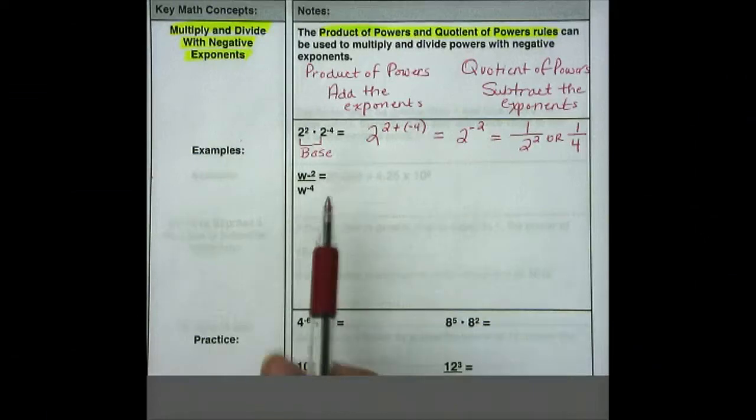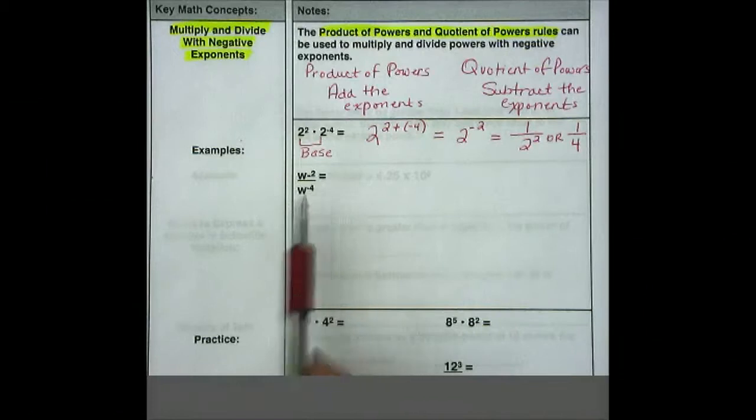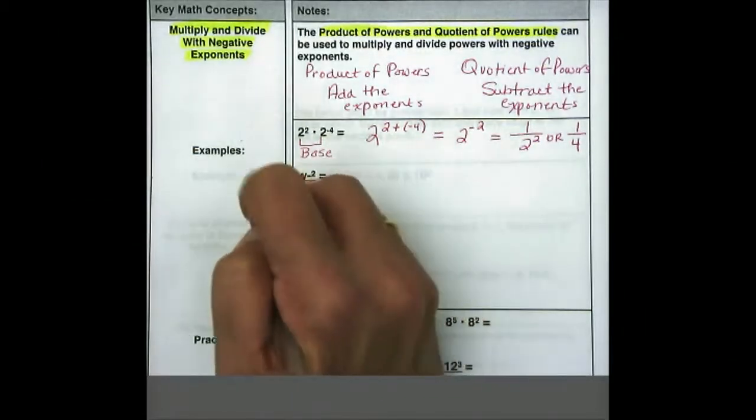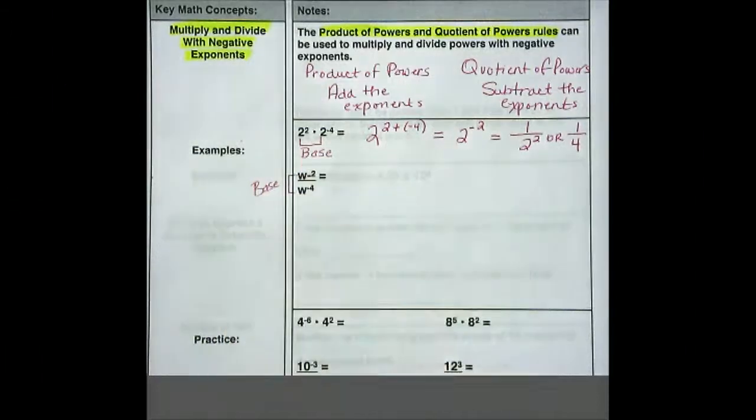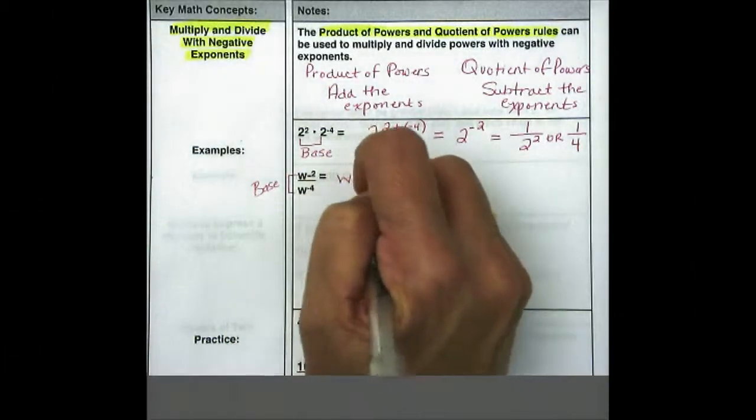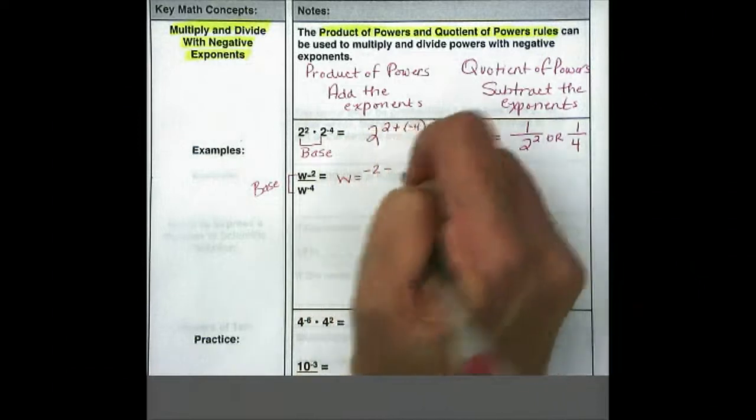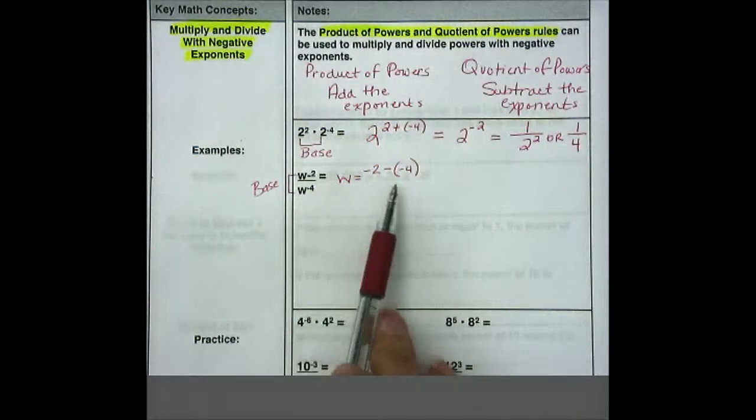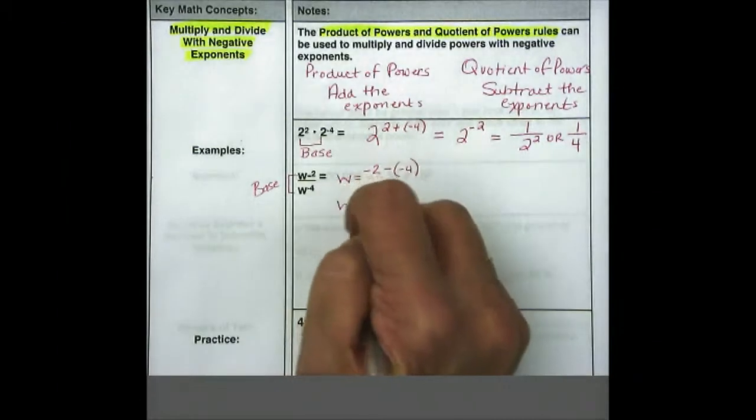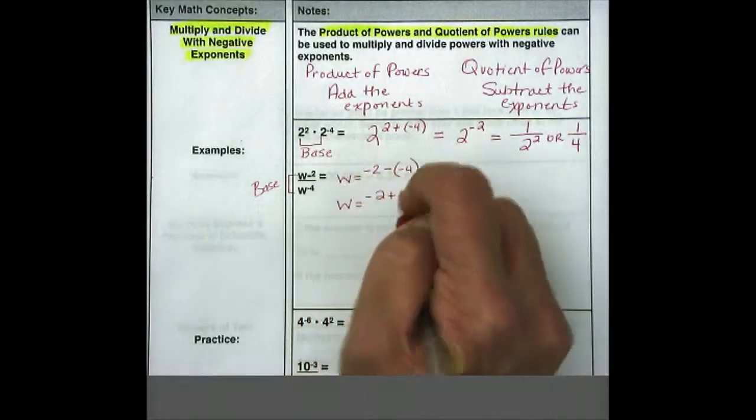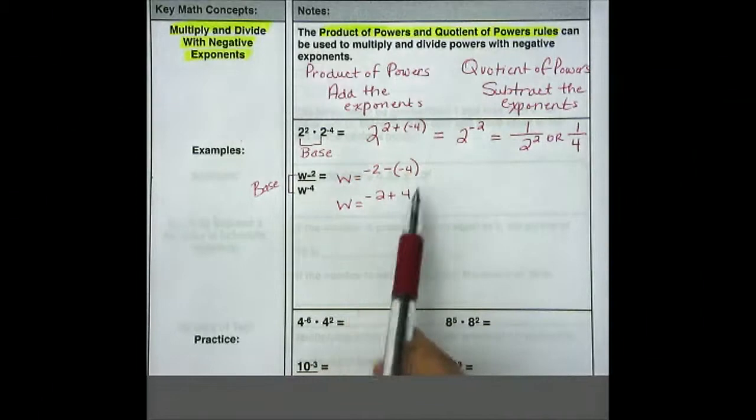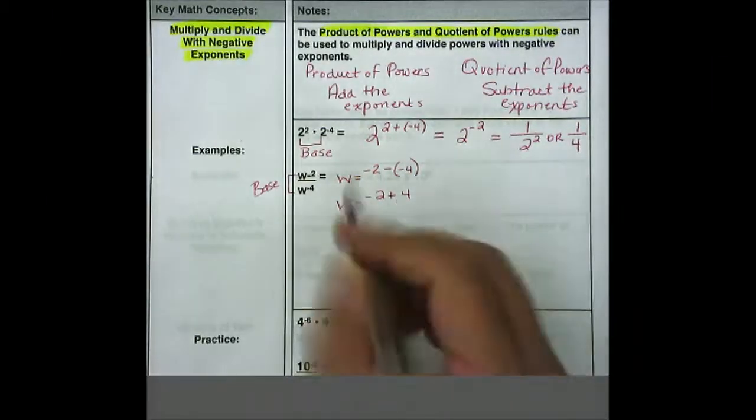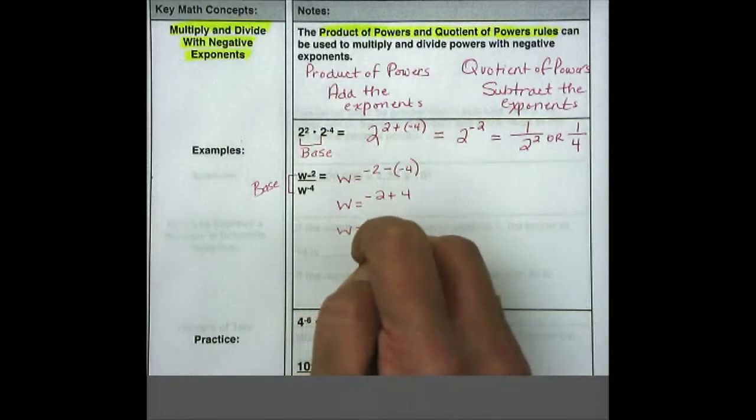The second example is division. So the quotient of powers rule says we're going to subtract. Now W is our base, and we know that our base stays the same. So W equals negative 2 minus negative 4. When we use our subtraction rule, we remember same opposite opposite, so we get negative 2 plus 4. And now we're adding different signs. We know we cannot add those two numbers together. We actually subtract them. So 4 minus 2 is 2.